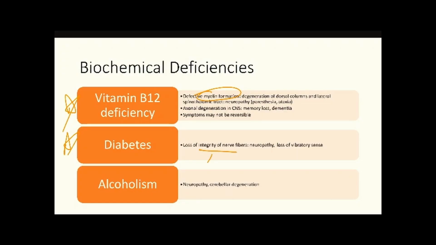Next one, diabetes. Okay, loss of integrity of the nerve fibers. This gives you our neuropathies, the loss of vibratory sense. What's the main consequence with diabetics who have these bad peripheral neuropathies? What can they get? Charcot foot, gangrene, those issues. Again, it's a metabolic problem causing a neuronal deficit.